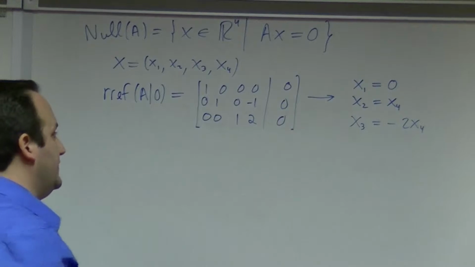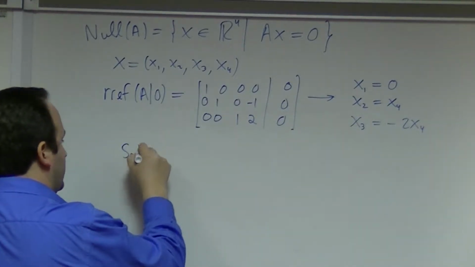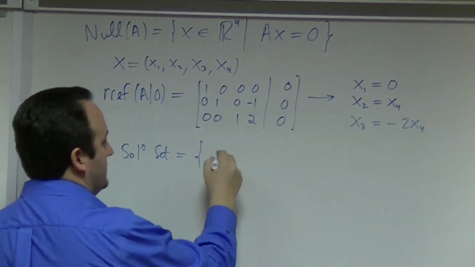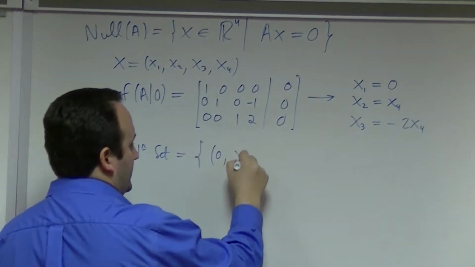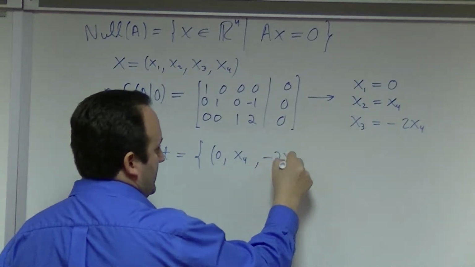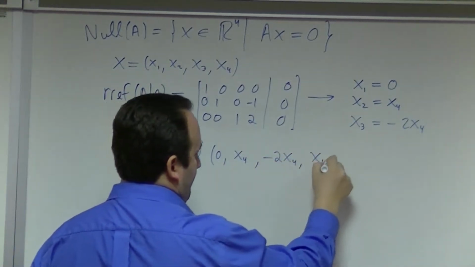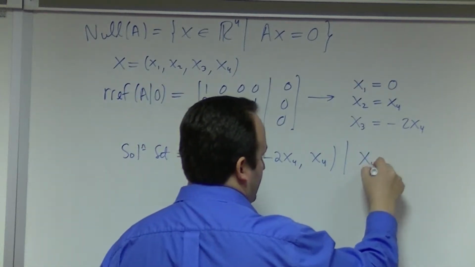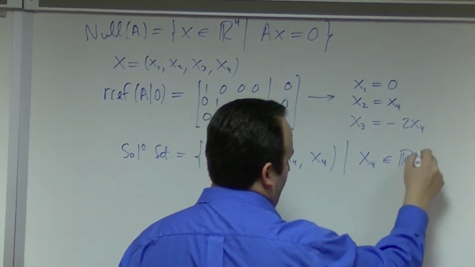Now, of course, we usually like to write the solution set. What does the solution set look like? It's 0, x4, 2 minus 2x4, and then x4 again, such that x4 belongs to the reals.